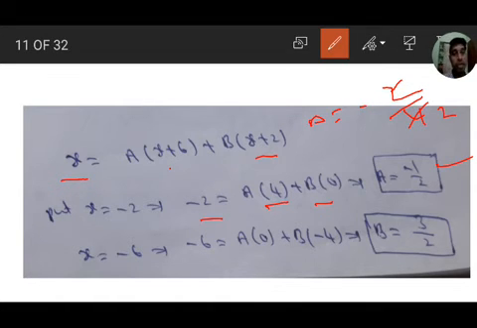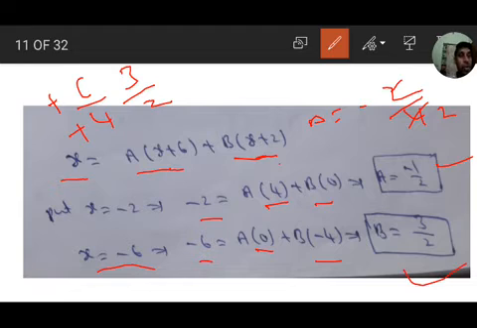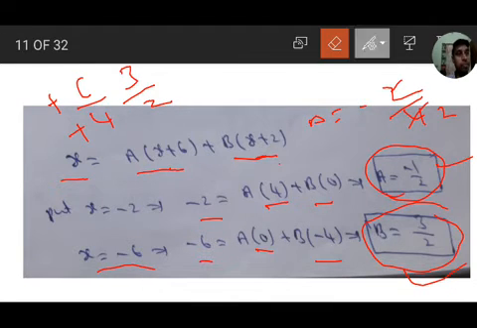Now put x equal to minus 6: minus 6 equal to a into (minus 6 plus 6) is 0, plus b into (minus 6 plus 2), that is minus 4. So b equal to minus 6 by minus 4, that is 3 by 2, b equal to 3 by 2. So substitute the a value and b value in equation 1: a equal to minus 1 by 2, b equal to 3 by 2.